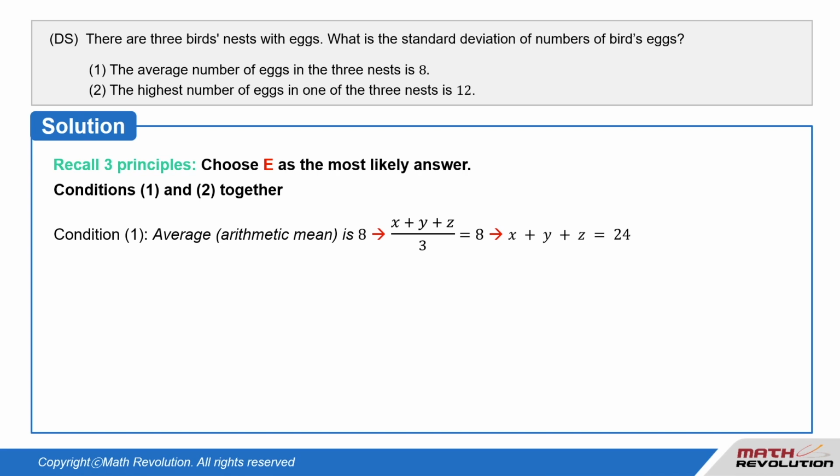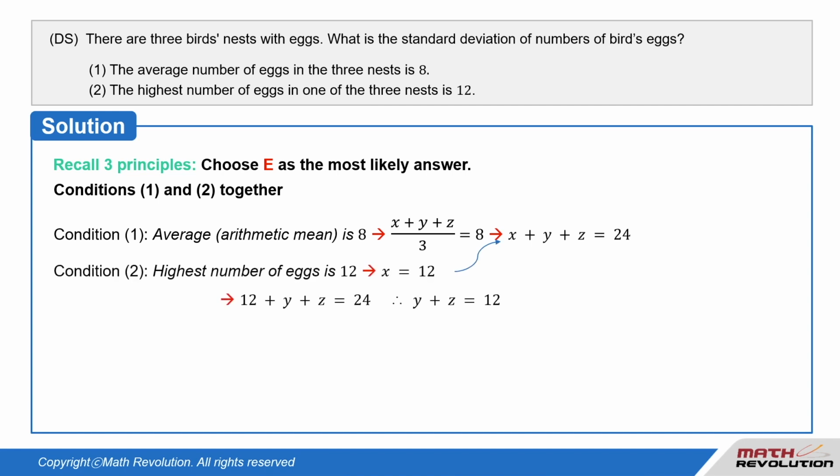Let's take a look at both conditions together. Condition 1 tells us that the average arithmetic mean is 8. That is, X plus Y plus Z over 3 equals 8, or X plus Y plus Z equals 3 times 8, which equals 24. And condition 2 tells us that the highest number of eggs is 12. Say X equals 12. Thus, we get 12 plus Y plus Z equals 24, which is Y plus Z equals 12. But we cannot say anything about Y and Z.